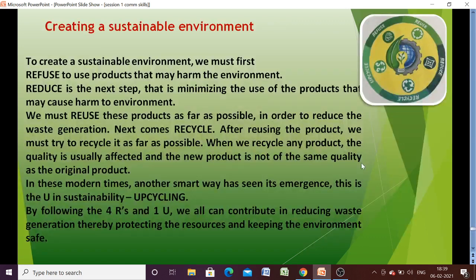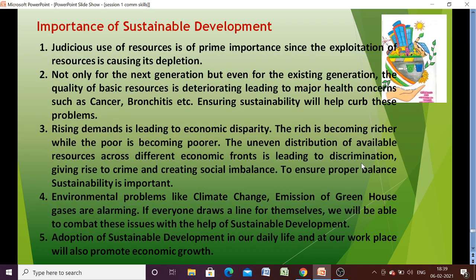Now, the next important topic is the same, how we can create a sustainable environment. So here you have to explain the meaning of refuse, reduce, reuse, recycle and upcycle. Using these 4 R's and 1 U, we can create a sustainable environment. Now, if we are talking about examples that go with a sustainable environment, then examples may be like wind energy, solar energy, crop rotation, rainwater harvesting.